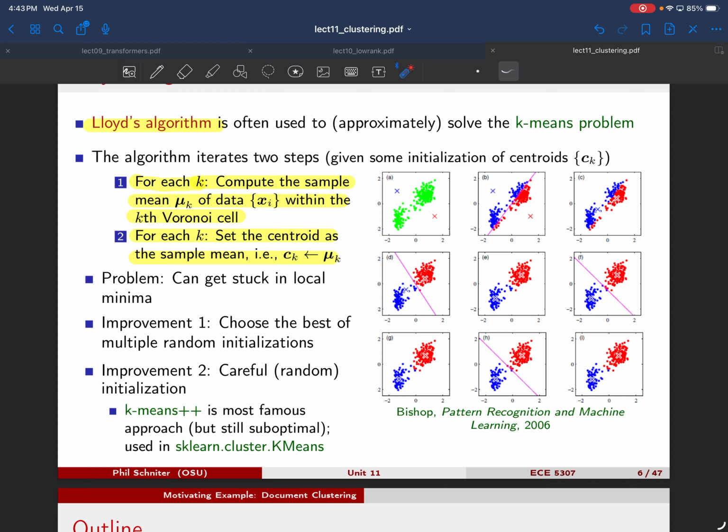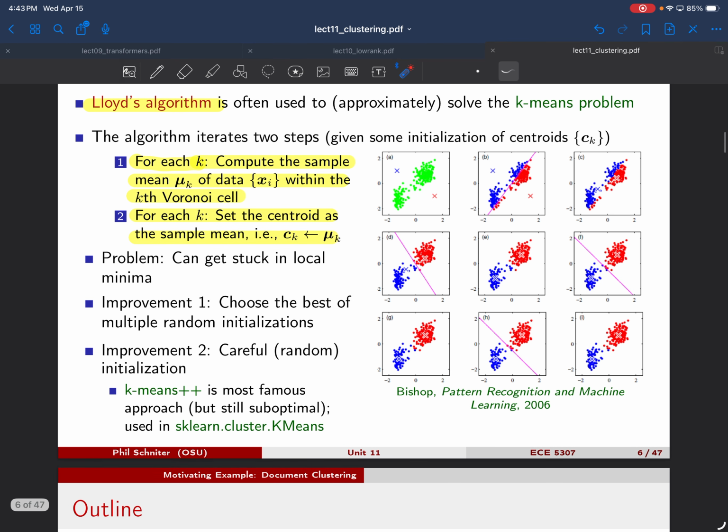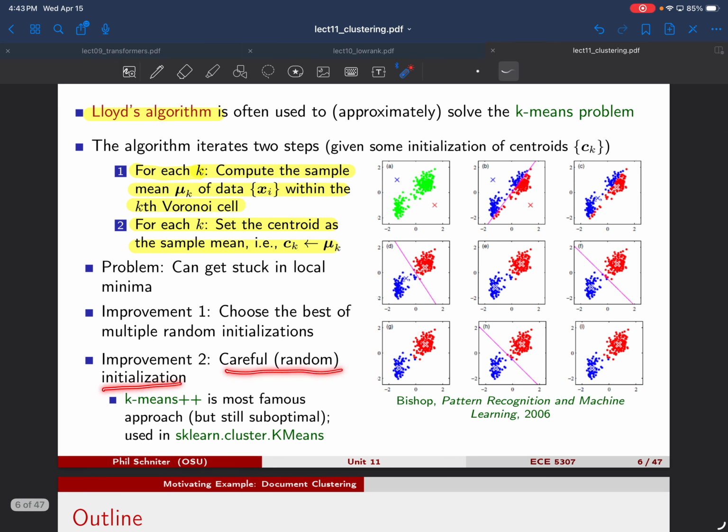Another thing you can do is rather than just choose a very generic random initialization, like Gaussian or whatever, you can carefully choose a random initialization. And the most famous way to do this is an algorithm called k-means++. It's still a suboptimal approach, but it does have some mathematical guarantees, so there's a bit of theory behind it. And this is kind of what people use by default, like in scikit-learn's k-means algorithm, they use k-means++ to initialize by default.